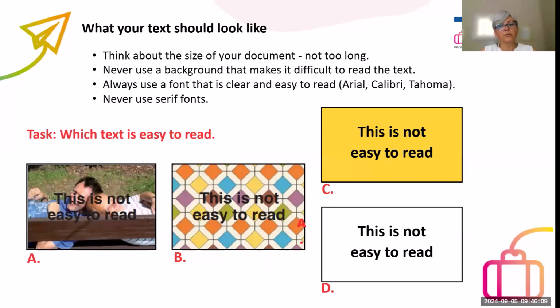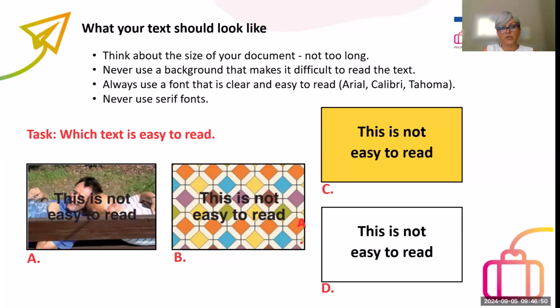It is also important to think about the size of your document. The shorter, the better. The text should not be too long. It is also important to use the fonts that are clear and easy to read. Arial is the most recommended font, but you may also use Calibri or Tahoma, but never use serif fonts because they make it difficult for people with an intellectual disability to read. It's also important not to use any background to make the text clear and accessible.